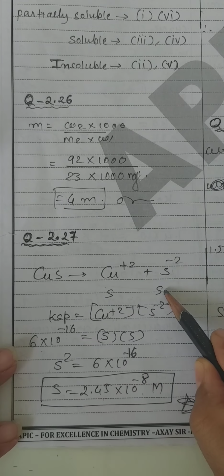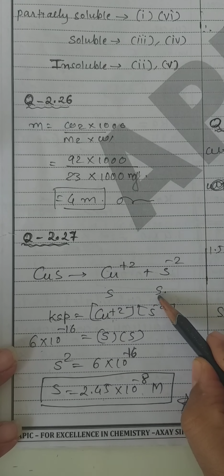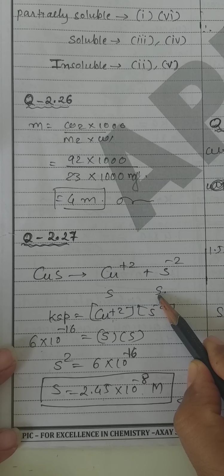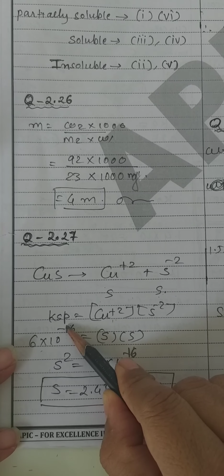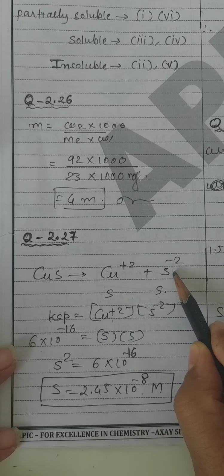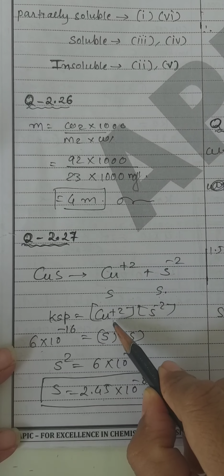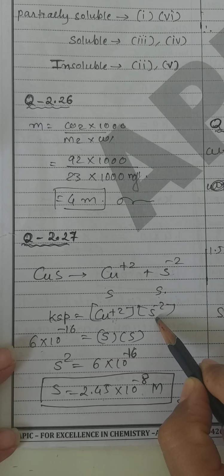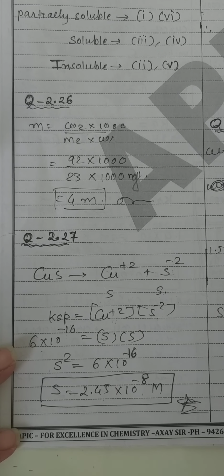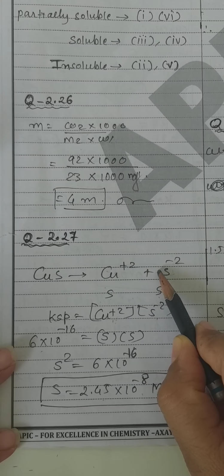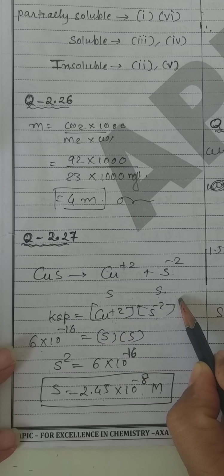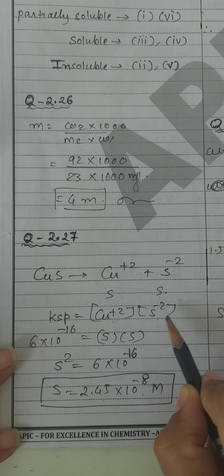Simple equation. Now we know how to make the solubility product formula. This is S, 1 mole, so we'll take 1S. We have done this in class 11 equilibrium. What is the formula of KSP? That is the product of the concentrations of the products, Cu plus 2 and S minus 2. Just for the knowledge, if we have 2 moles here, we take power 2 here. Remember in class 11.